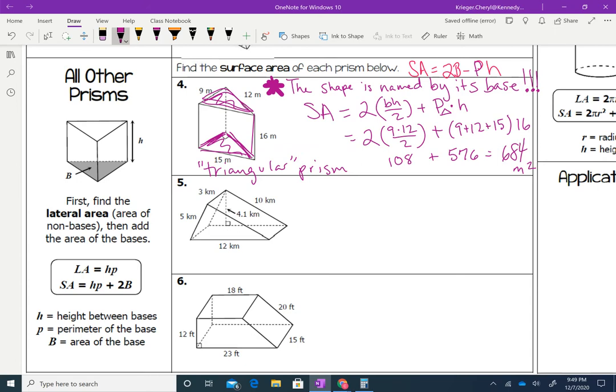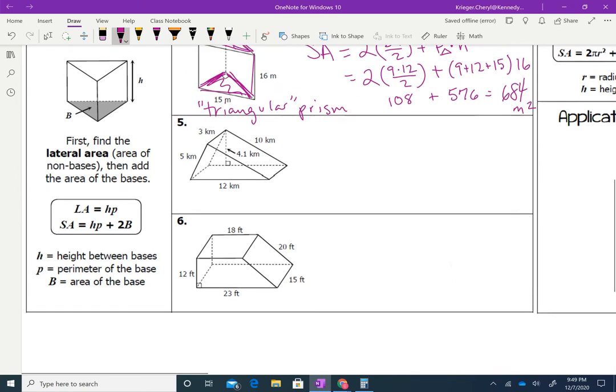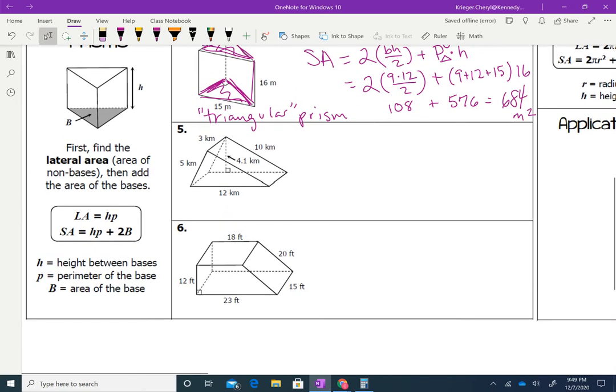Okay, I'm going to leave you number 5 and do number 6. So here we go. The same formula. Surface area equals 2 times the area of my base. Okay, so this is a trapezoidal prism.